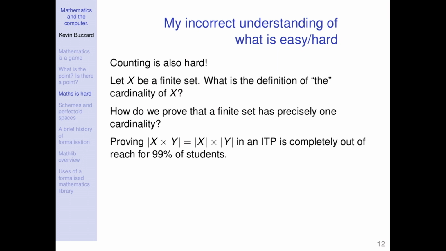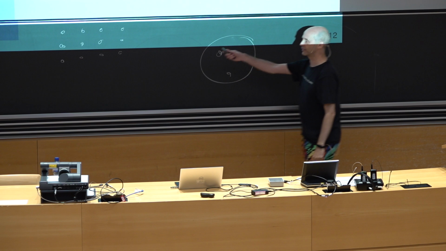What's the proof that the size of the product is the product of the sizes? You just draw a rectangle. There you go. That's a proof that if one set has size 4 and another set has size 3, then the product has size 12.